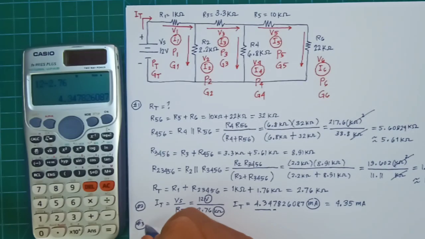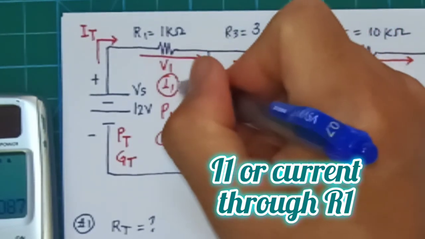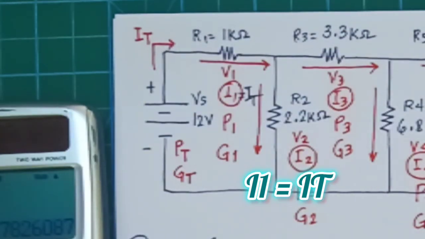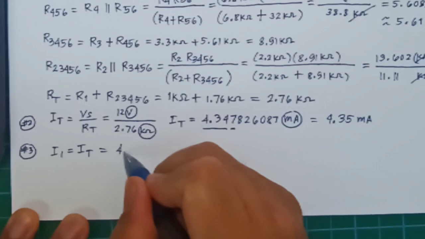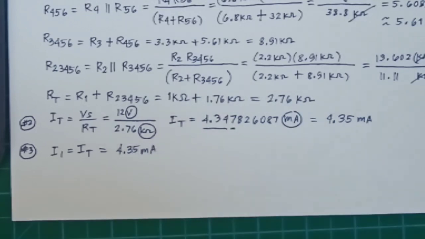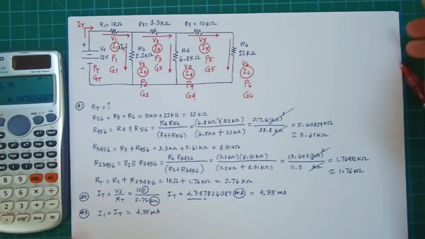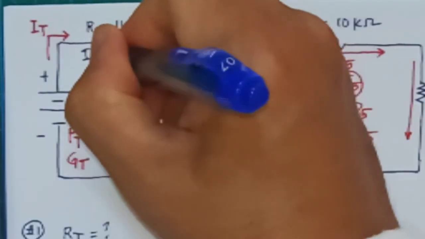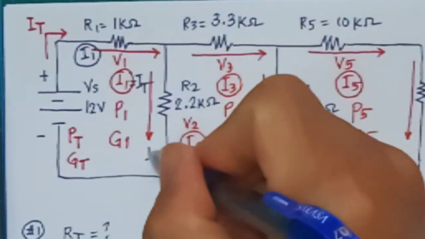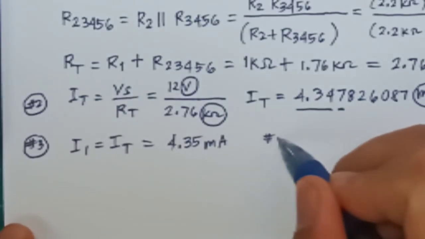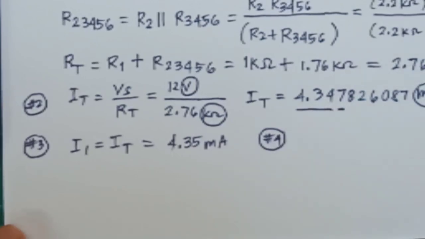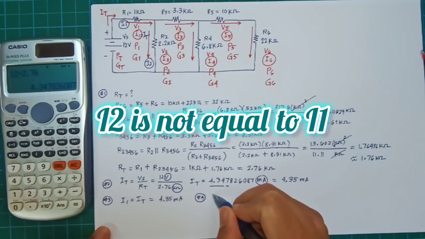And the next step, number 3, is we will find the value of our I1, and it's exactly equal to I total because they are in series. The R1 and the Vs is in series, so I1 equals IT, 4.35 milliamperes. So the I1 is also equal to IT but not equal to I2. So to get the next current, if we want I2, for example, let's try to do first the I2.